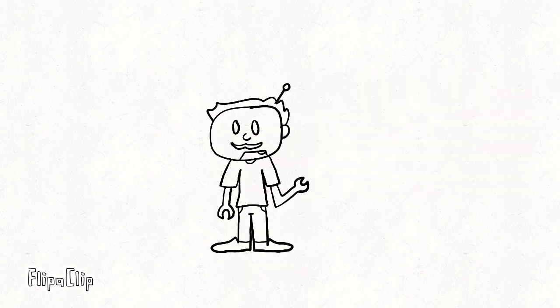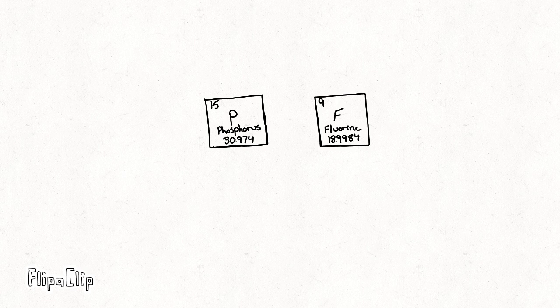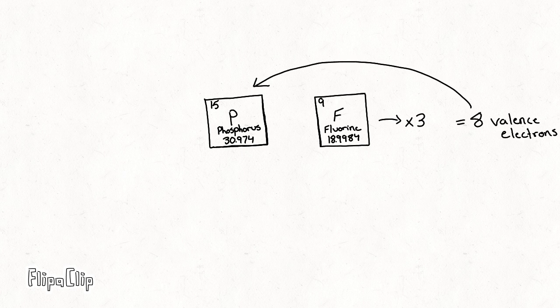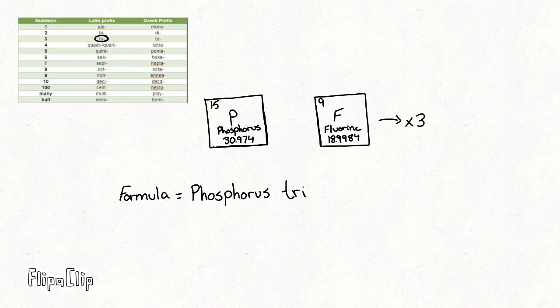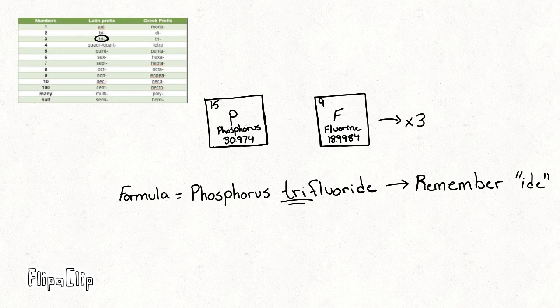Let's say we have phosphorus and fluorine. Fluorine is used 3 times to get 8 valence electrons for phosphorus. Phosphorus would just be phosphorus, and fluorine would become trifluoride, because tri represents 3. Together, we get phosphorus trifluoride as our covalent compound in wording.